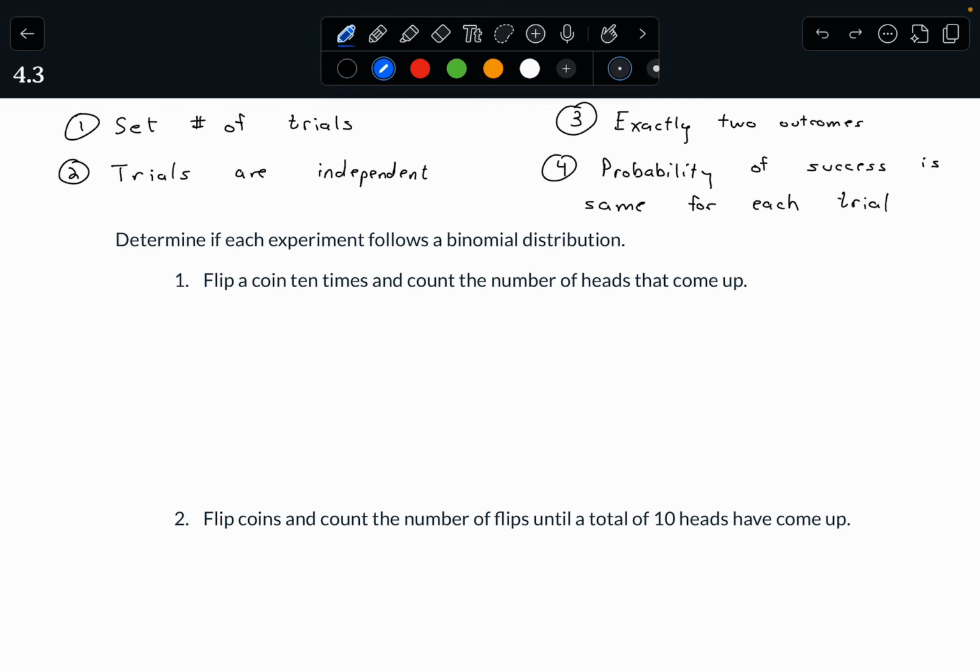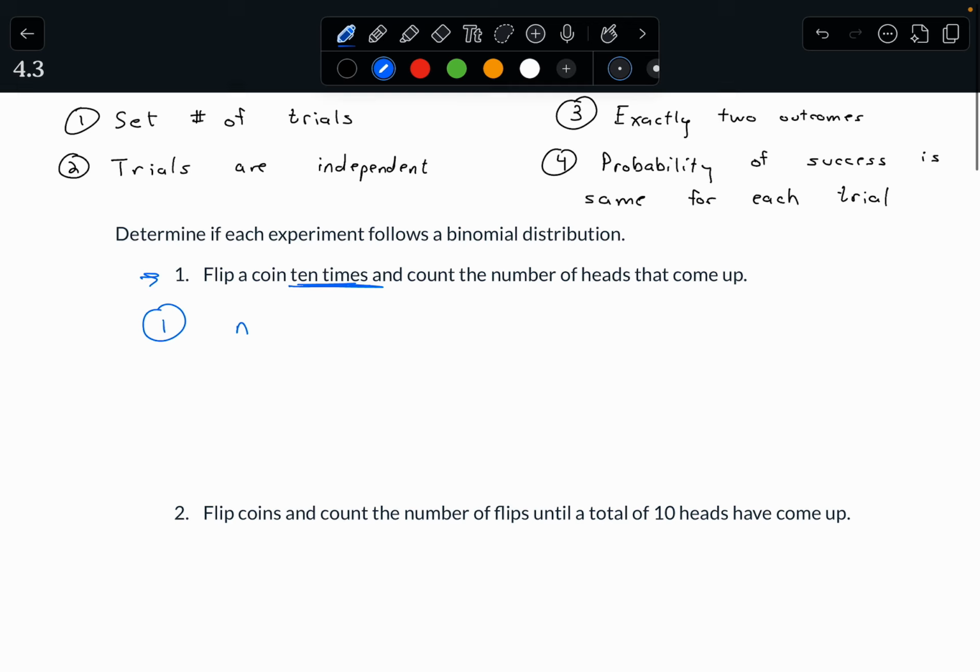So we're just going to look at a few different examples to quickly determine whether something is or is not a binomial experiment. So number 1 says we want to flip a coin 10 times and count the number of heads that come up in each trial. So first one, do we have a set number of trials in this case? Yes, we do. We're flipping it 10 times.